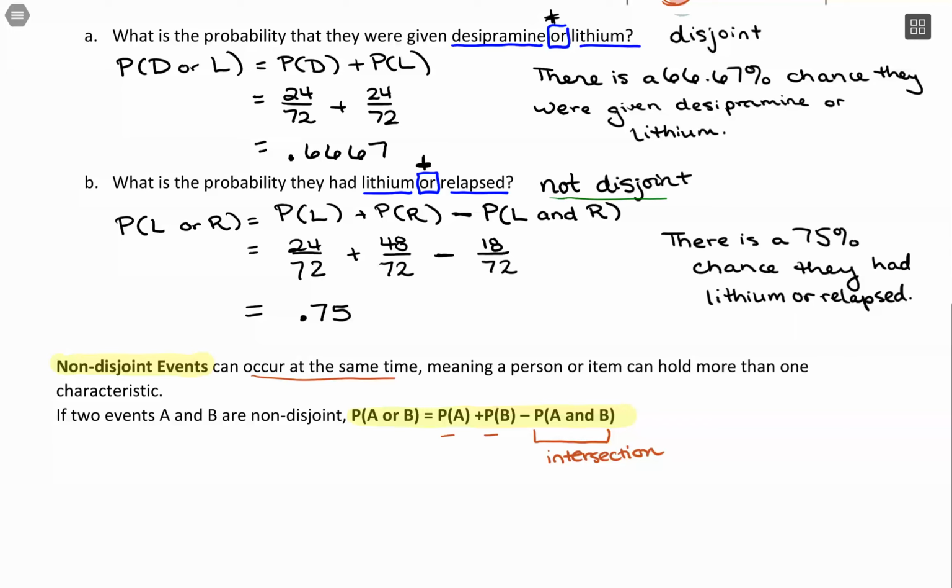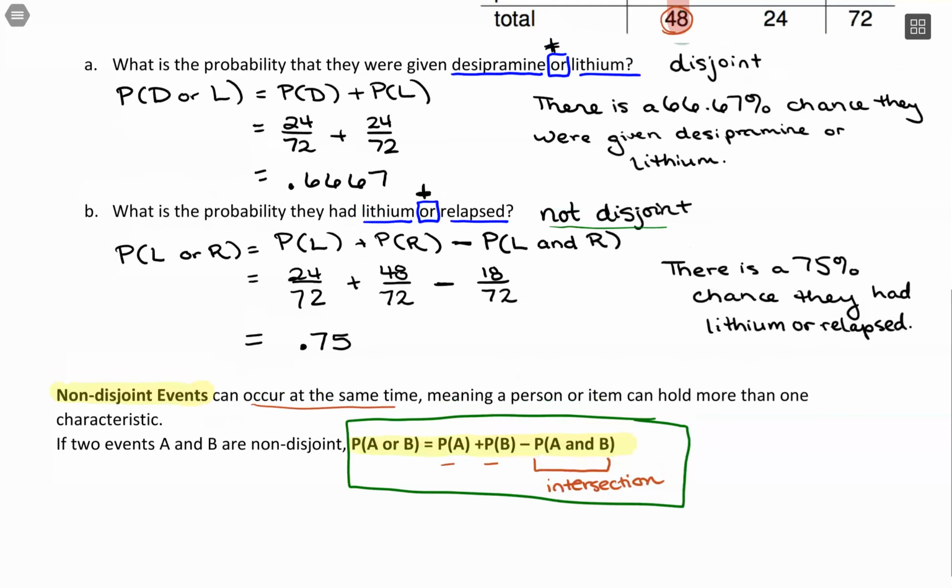However, what I want you to think about is they really are the same rule. It really does come down to just this rule. But when we try to use it for disjoint cases, like if we go back to part A up here, if I tried to subtract out the probability of both, so what's the probability that they were taking desipramine and lithium, so both, it just turns into 0 when they're disjoint. You just plug in 0 because there's a 0% chance of that happening, and you'd end up at the same answer. So while it looks like two formulas, it really is just one formula for non-disjoint events. It's just when they're disjoint, that intersection turns into 0.